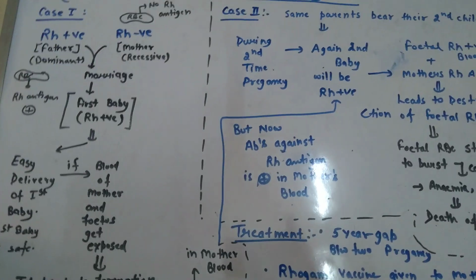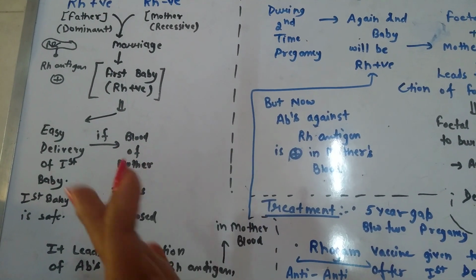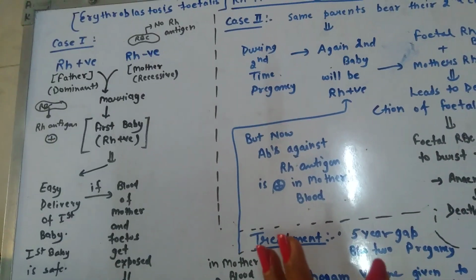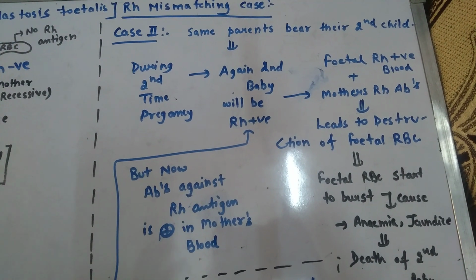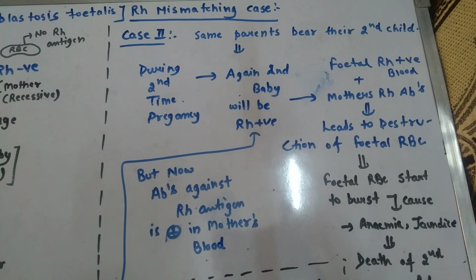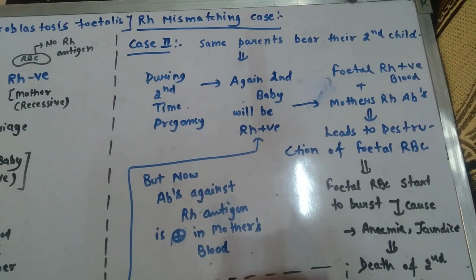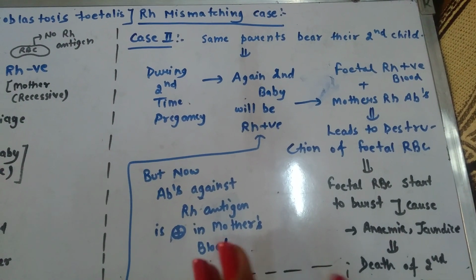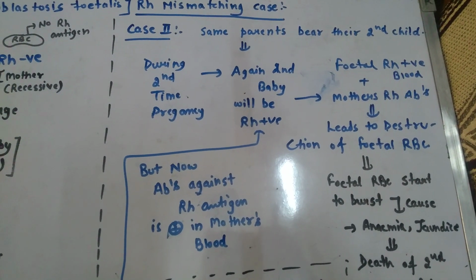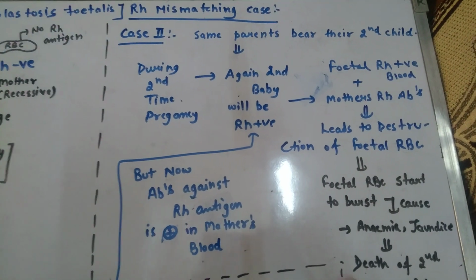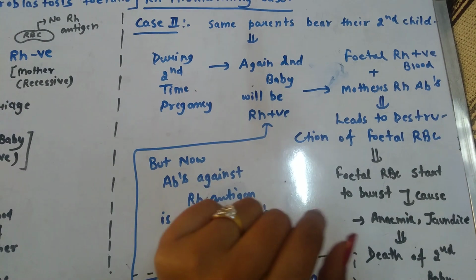Now what happens? The first baby is completely safe. The first baby's delivery is completely safe. What happens next? The second case. If the parents become parents again and bear their second child, the same situation will happen again. That second child will also be Rh positive because of the dominant character of the Rh antigen, right? So during the second pregnancy, the second baby will again be Rh positive.